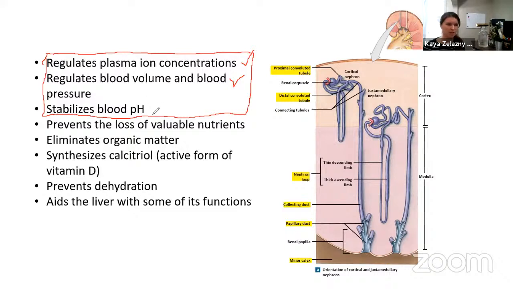And finally, we're going to talk about how it stabilizes blood pH. So remember that blood pH has to do with the presence of hydrogen and bicarbonate ions. We're going to see that the kidney plays a big role in this as well.